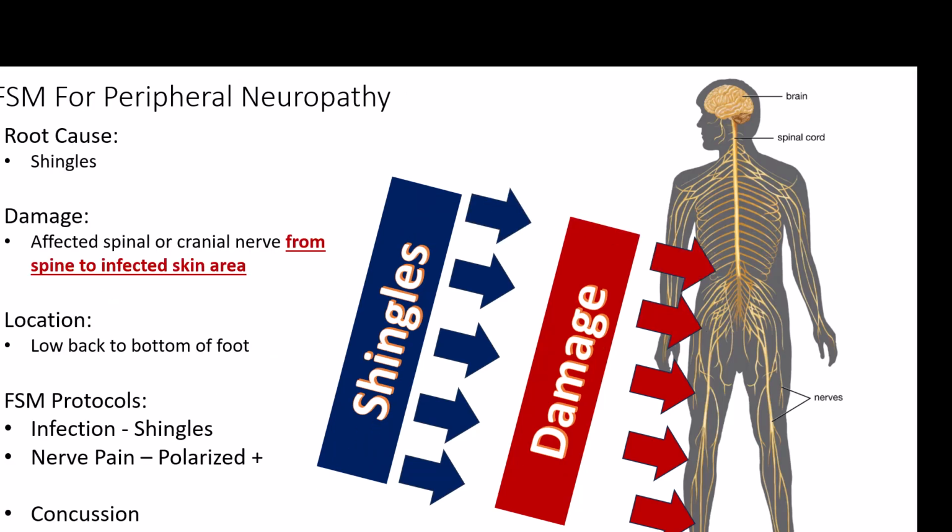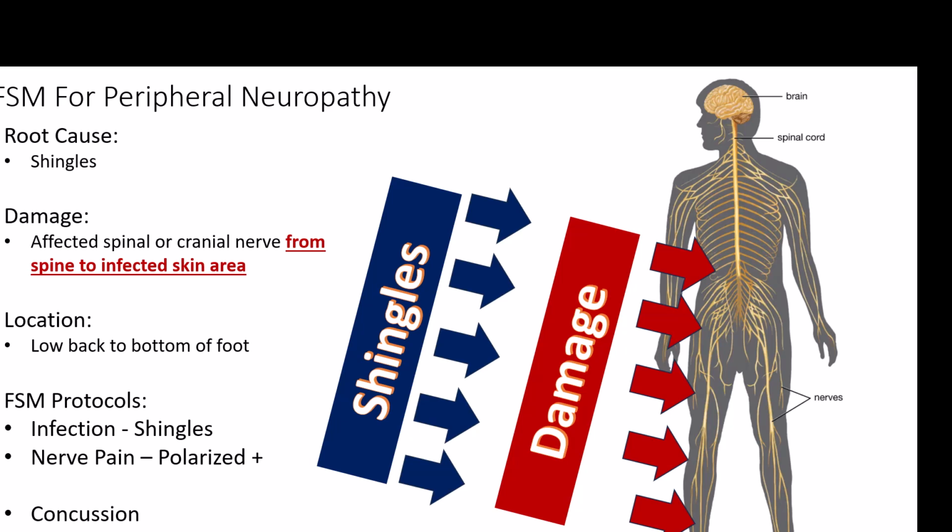Shingles is a well-known example of a pathogen, in this case the herpes zoster virus, infecting a nerve and causing severe pain along the course of the nerve. For an acute shingles infection, there is one FSM protocol that can work wonders. It is the shingles protocol with frequencies to neutralize the herpes zoster virus.